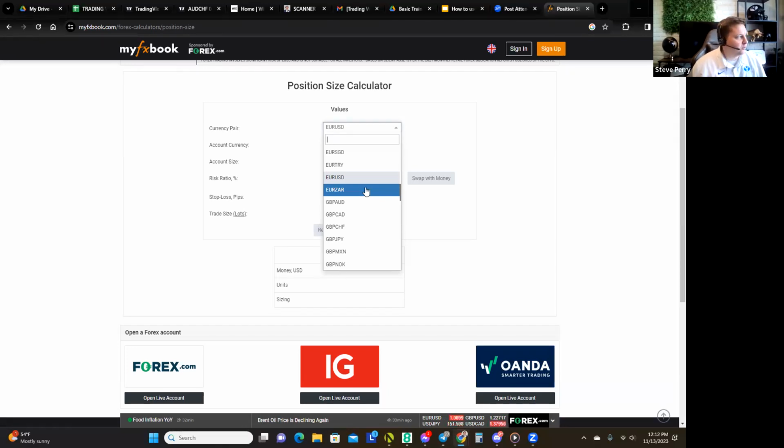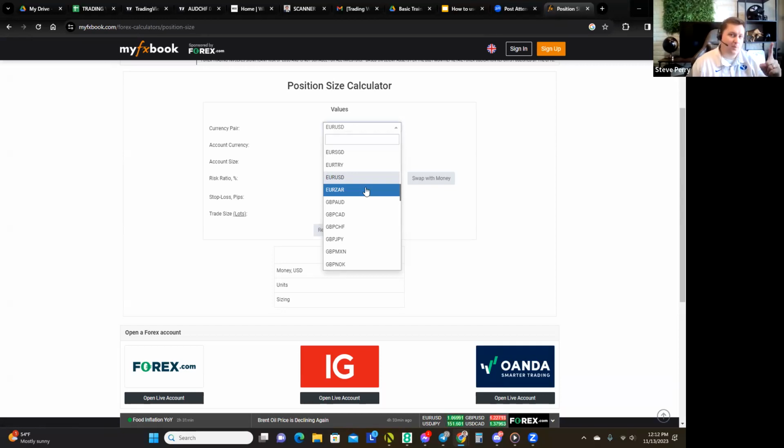Well, how do I put it this way? For example, the pips are not created equal on the pound yen as they are with the euro dollar. It takes more pips to make the same amount of money on, say, the euro dollar. The euro pound has a really small average daily range.